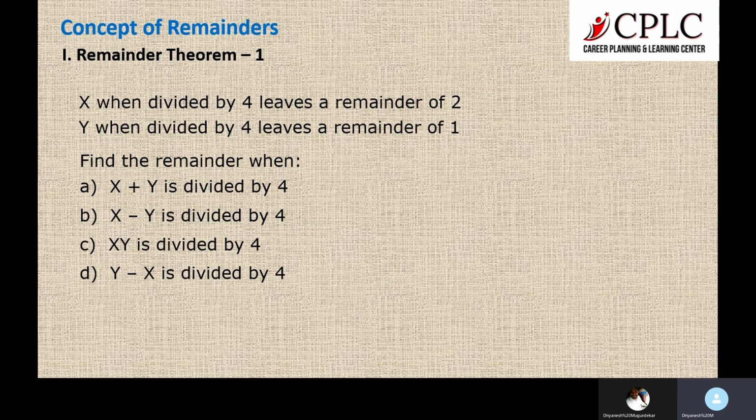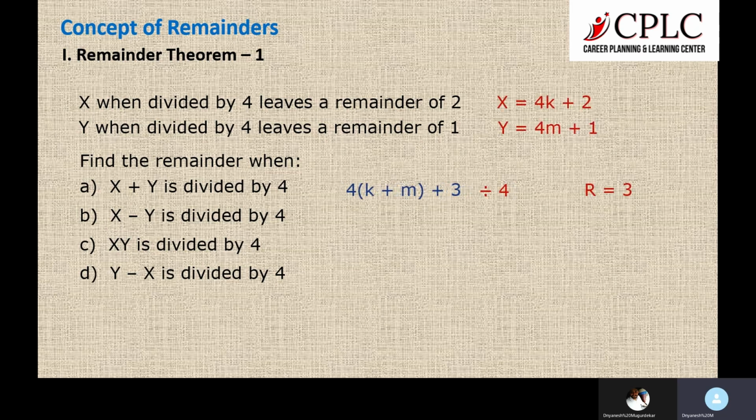Simple as that. For example, if I apply that to the first statement, x when divided by 4 leaves a remainder of 2. My number is x. I just said that we need to replace the number by remainder. So I'm going to replace x by 2. Similarly, y when divided by 4 leaves a remainder of 1. I'm going to replace y by 1. That's it. That is the only thing that you are going to do. And let's see what happens then very quickly.